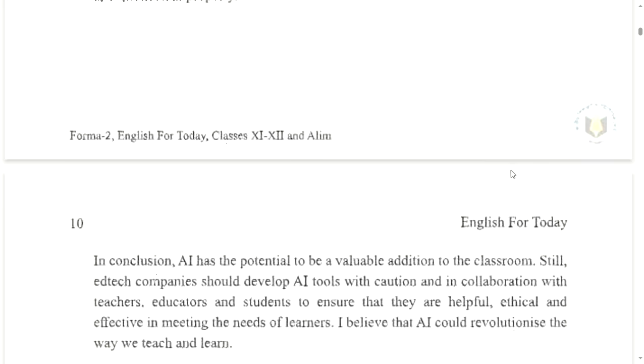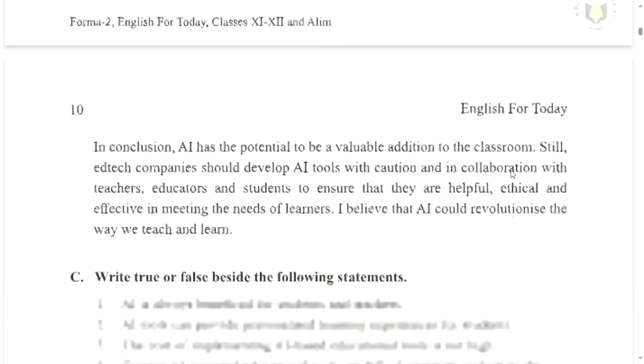In conclusion, AI has the potential to be a valuable addition to the classroom. Still, EdTech companies should develop AI tools with caution and in collaboration with teachers, educators, and students to ensure that they are helpful, ethical, and effective in meeting the needs of learners. I believe that AI could revolutionize the way we teach and learn.